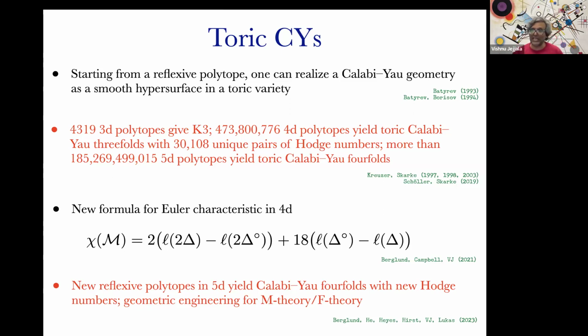We've also been playing games with polytopes in higher dimensions, and with Per Berglund, Yang-Hui He, Elli Heyes, Edward Hirst, and Andre Lukas, we used genetic algorithms in order to construct new polytopes in 5 dimensions. And these new polytopes often have new Hodge numbers that weren't seen in previous data sets. So we were able to generate new Calabi-Yaus using machine learning.